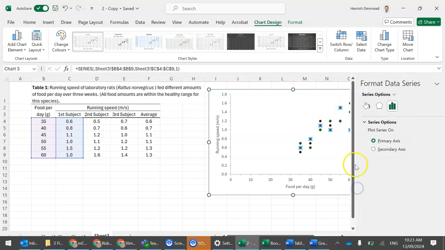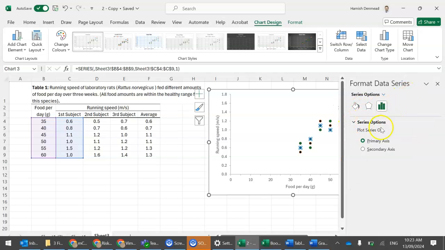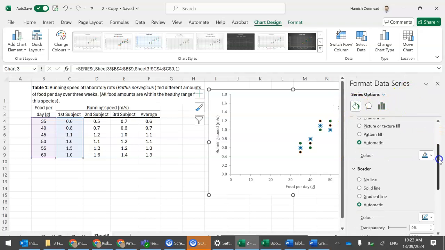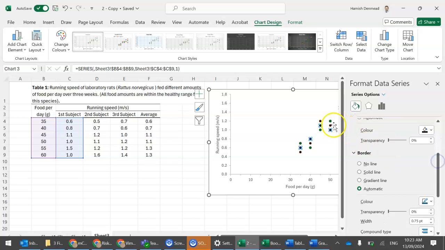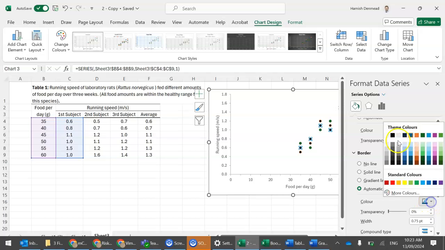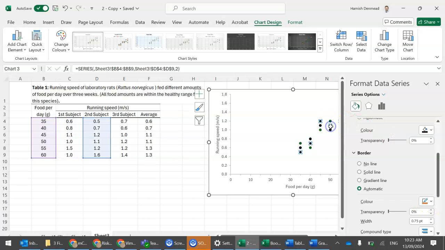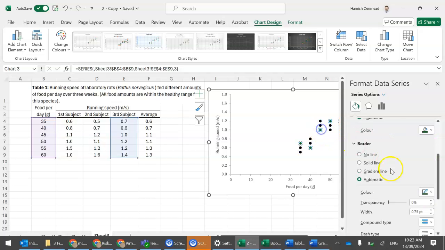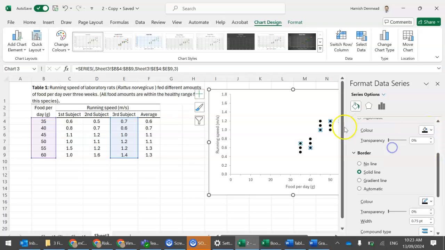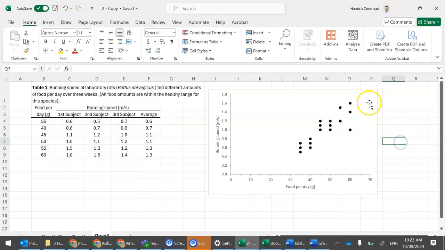The green ones, format. Black. So I didn't change the border. They have a border as well. So we'll change the border to black. We'll do the same for the orange ones. And these last green ones, change the border and the fill. And now we have a nice, clear scatter plot.